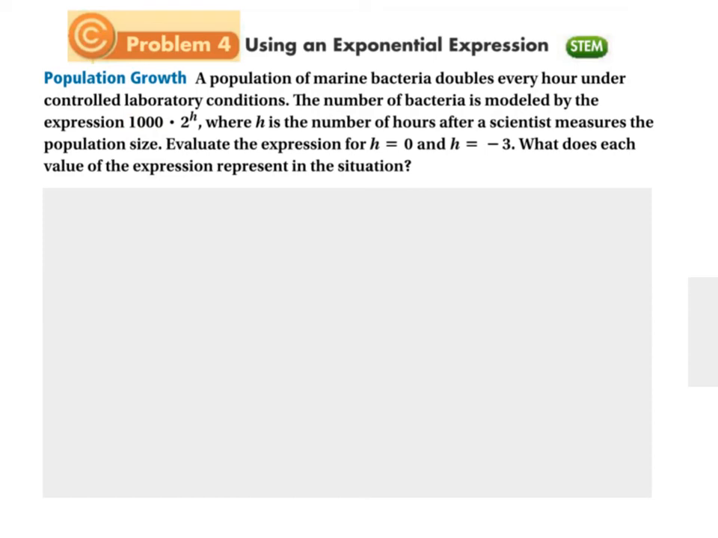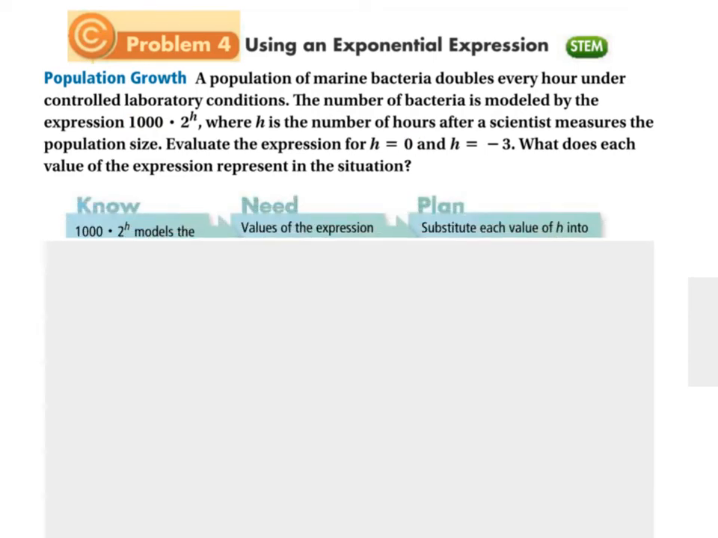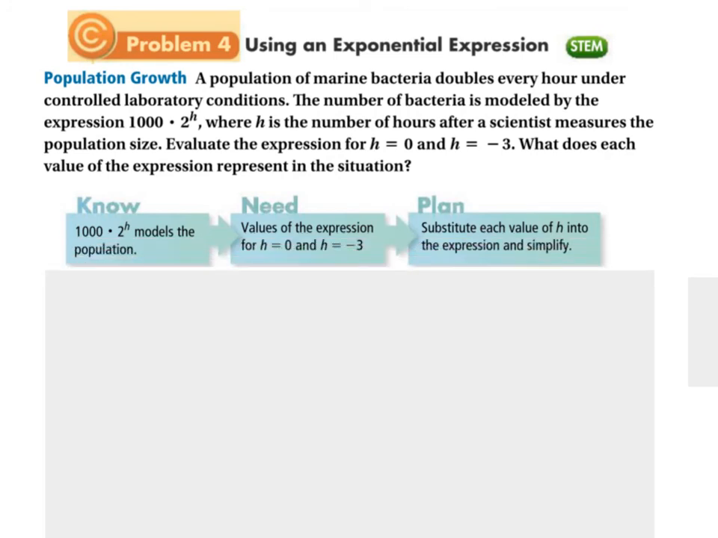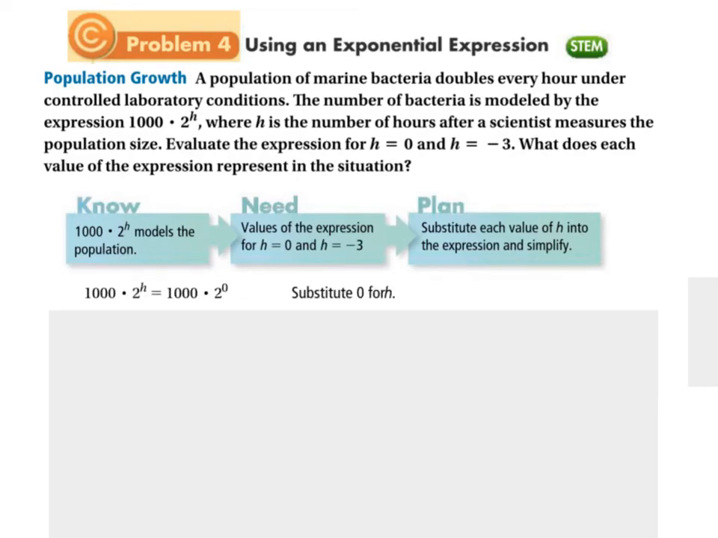Okay. Now, h is 0. Let's check this out. What do we know? We know that 1,000 times 2 to the h models the population. We know that we need to evaluate it for values of h is 0 and h is -3. And so our plan is to substitute each value of h, first 0, and then -3, into the expression to simplify it. Okay, so we substitute 0 for h, given our original expression.